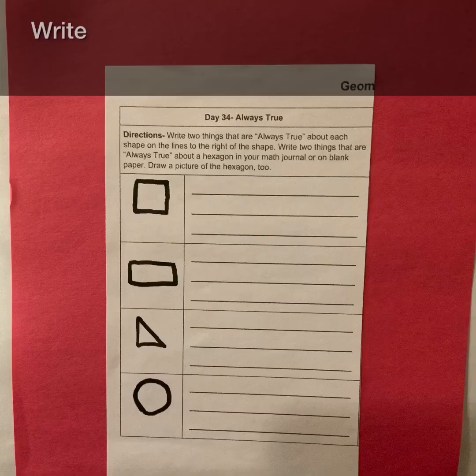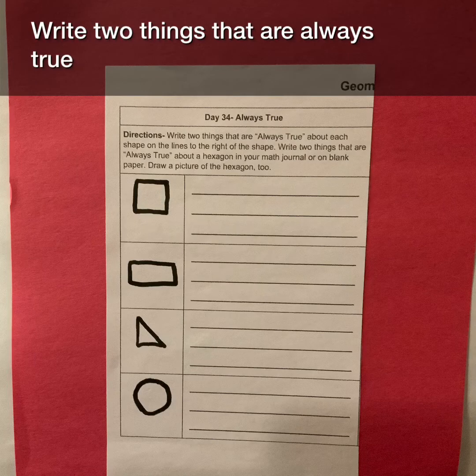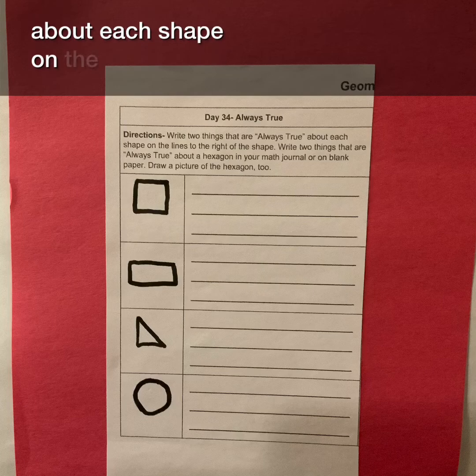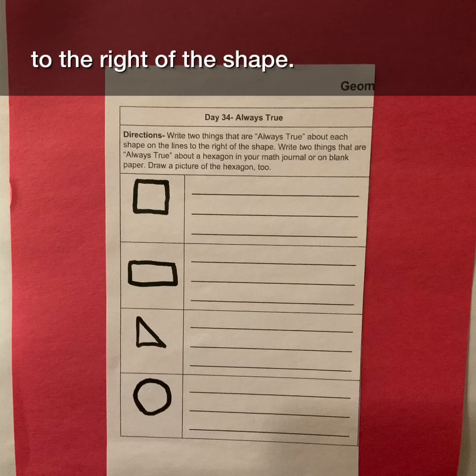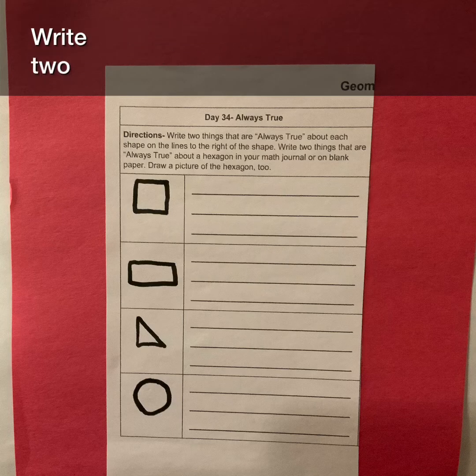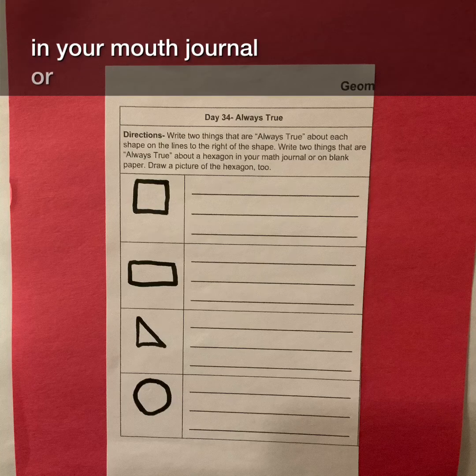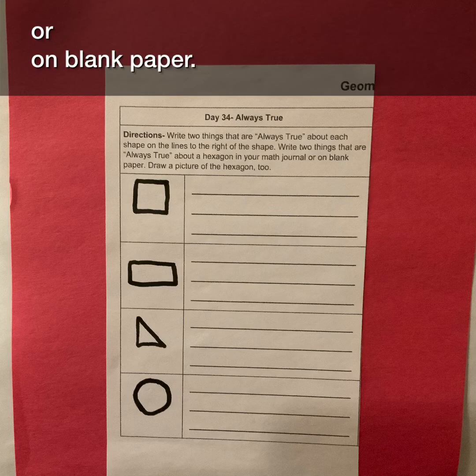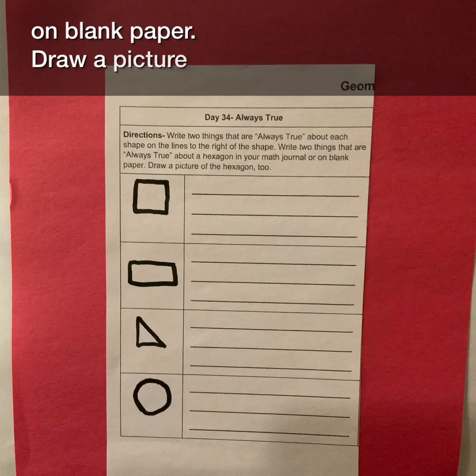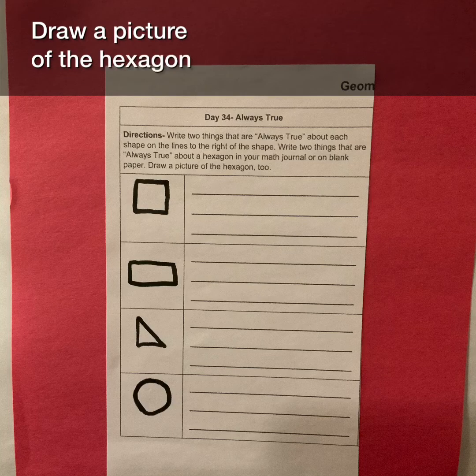All right? Write 2 things that are always true about each shape on the lines to the right of the shape. Write 2 things that are always true about a hexagon in your math journal or on blank paper. Draw a picture of the hexagon too.